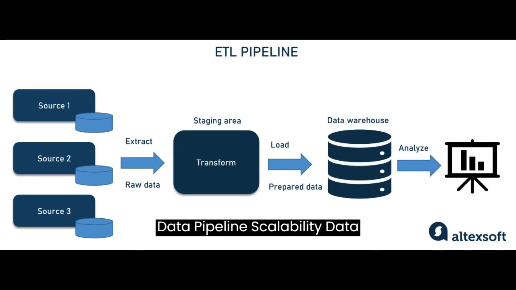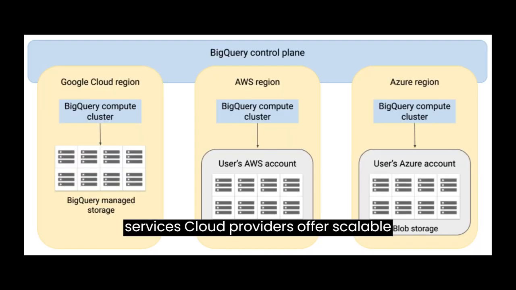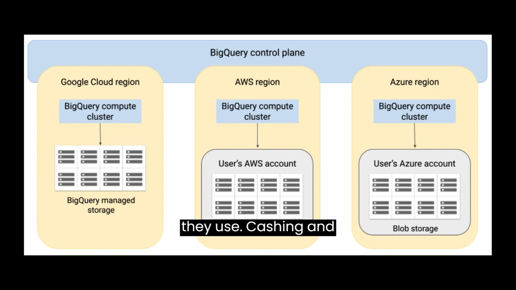Data pipeline scalability. Data pipelines, which are responsible for data ingestion, transformation, and loading, ETL, must be designed with scalability in mind. This includes using scalable data integration tools and frameworks and implementing best practices for data pipeline orchestration. Cloud services. Cloud providers offer scalable data storage and processing services, such as AWS S3, Azure Data Lake Storage, and Google BigQuery. These services allow organizations to scale their data infrastructure as needed, paying only for the resources they use.